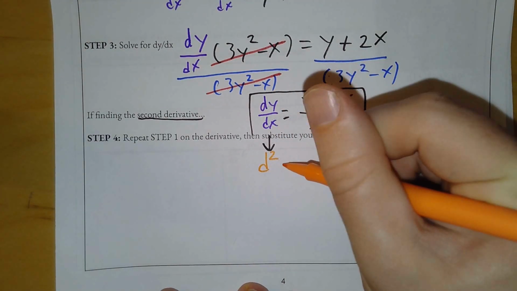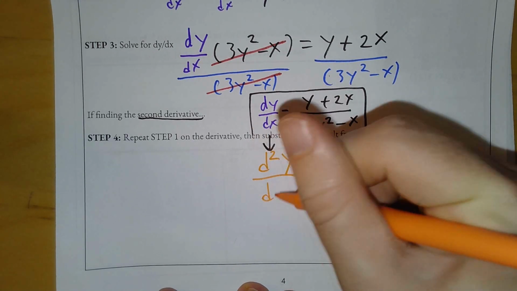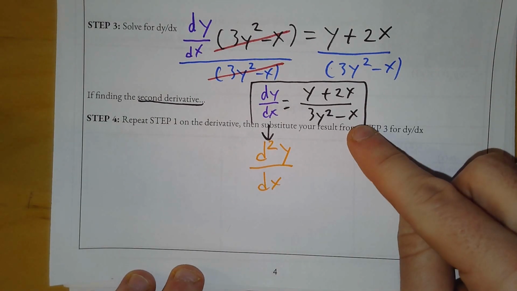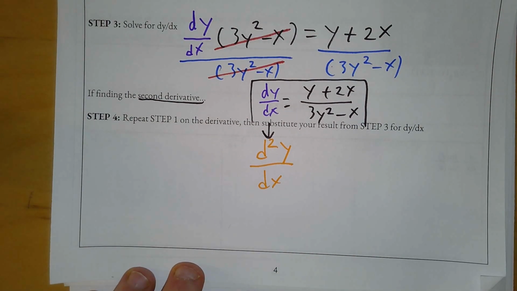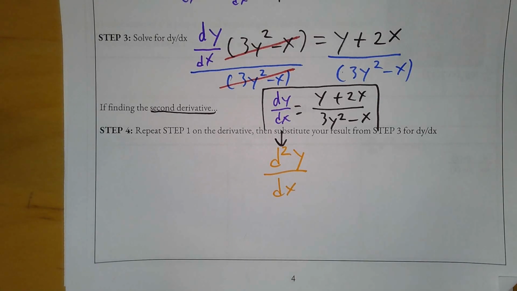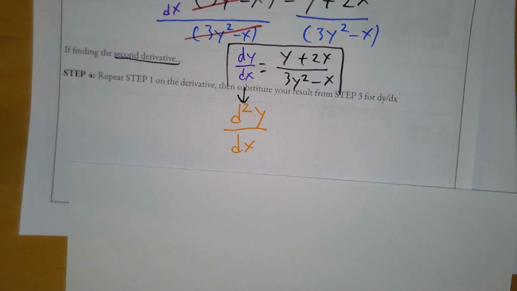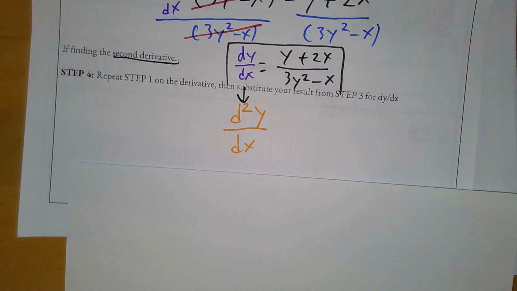Here we go. d squared y over dx squared. Wow, that pops. I'm taking the second derivative. Now, to take the second derivative, you may have noticed on the right here, we have a quotient. And when you see a quotient, guess what? You have to do some quotient rule here. All right, let's do it.